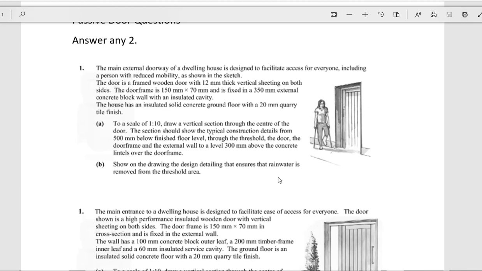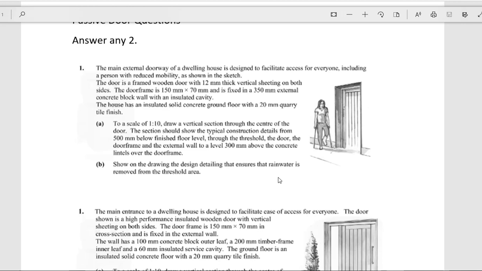So what they're looking for in this question is the door frame is a wooden door frame with 12mm thick vertical sheeting on both sides of the door. So very similar to what we're after looking at. Obviously insulation inside in the center of the door. Then the door frame is 150 by 70. So we looked at a door frame 150 by 80, and it's fixed to an external wall of 350mm concrete block construction with an insulated cavity.